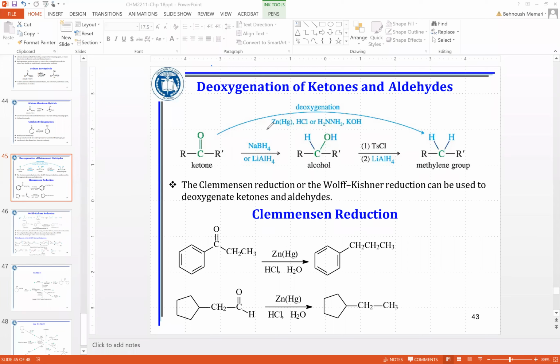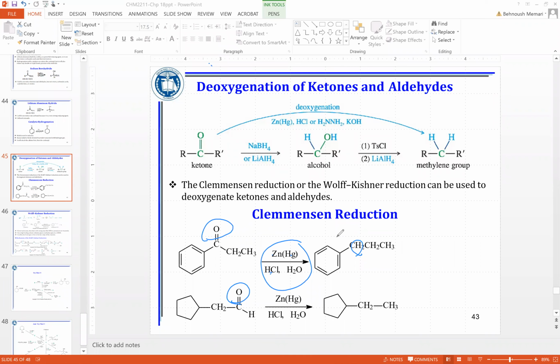The reagent for Clemmensen reduction was zinc, mercury, HCl. And then you have to hydrolyze it, add water. So zinc, mercury with HCl would change the C=O double bond to CH2. So you end up with deoxygenation, or removing oxygen, from ketone or aldehyde. Same thing for aldehyde. Clemmensen reduction works for both ketone and aldehyde.